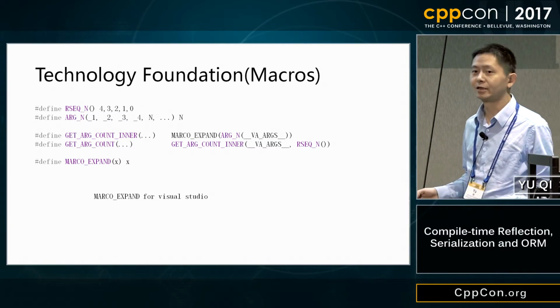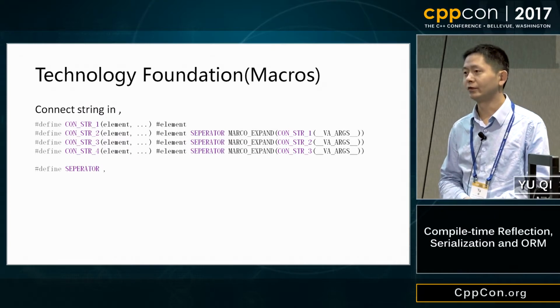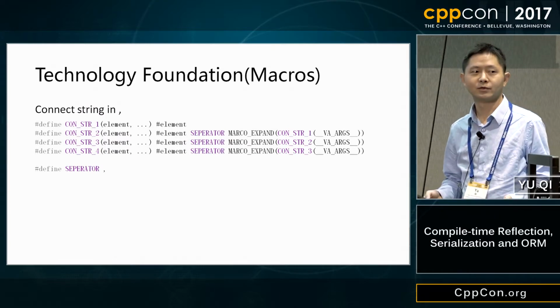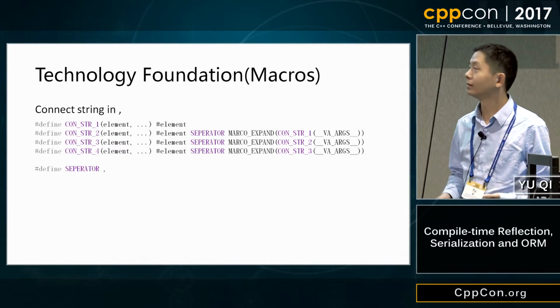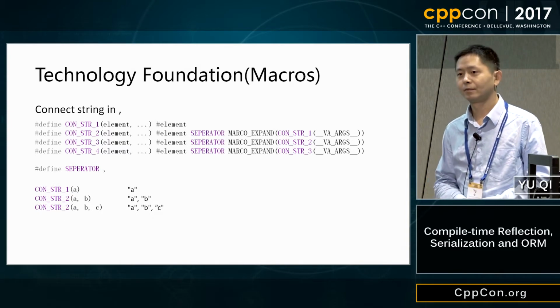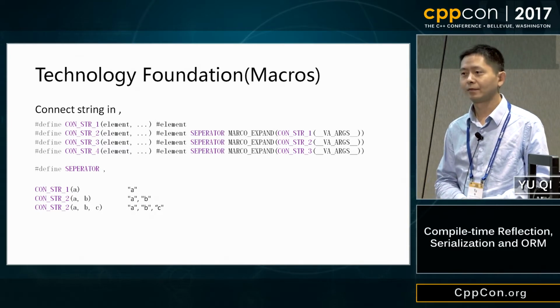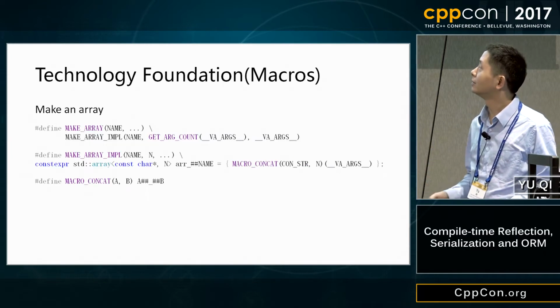Let's look at the second macro. This macro is very simple. It just collects the arguments. We can collect the arguments by comma. Is that clear? Okay. Let's look at the last macro.